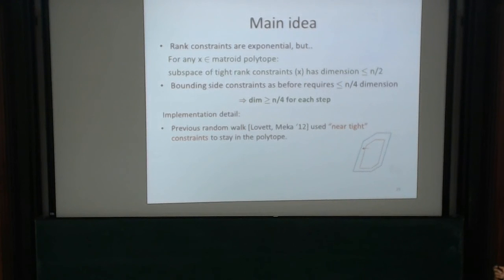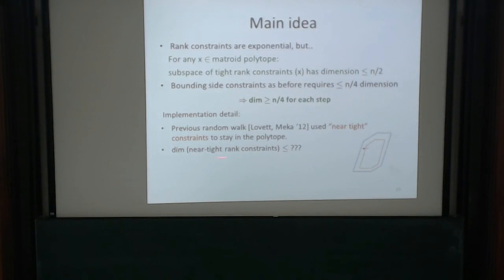So there's one implementation detail that I didn't talk about in the talk, which is that the Lovett-Meka algorithm was implemented using near tight constraints, that if you ever got even somewhat close to a constraint, they would freeze it. But that's an issue for us when we handle matroid constraints, because while we do know that the dimension of exactly tight matroid constraints is small, we don't know, at least it may be a true fact, but we just don't know such a result.